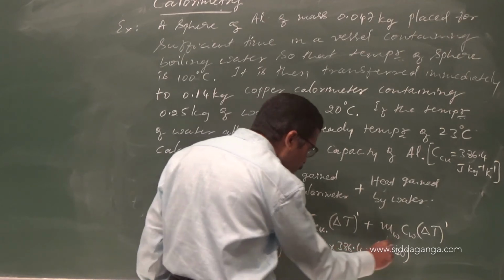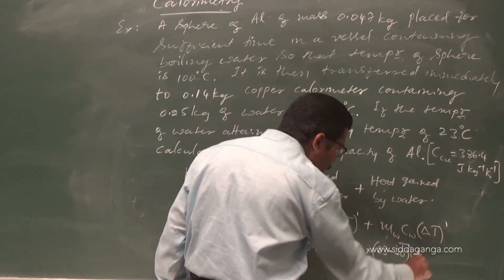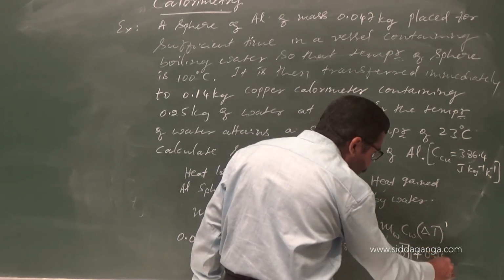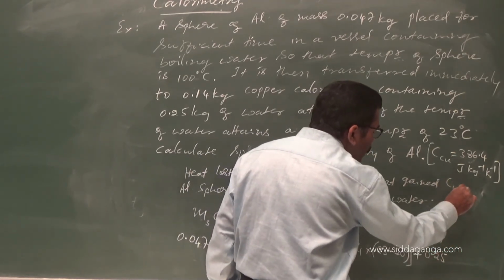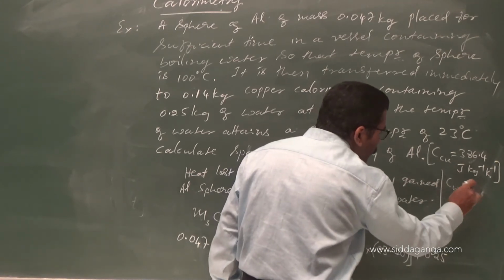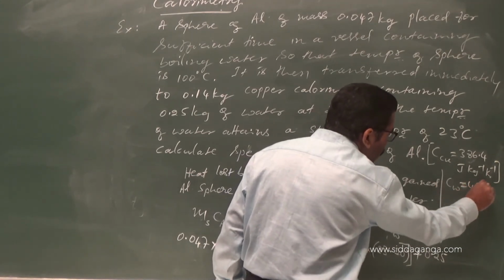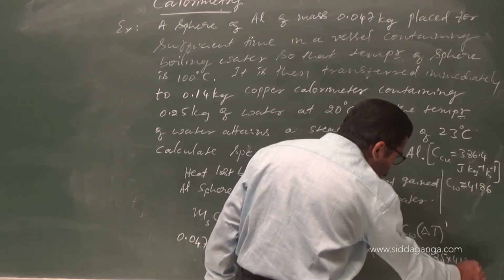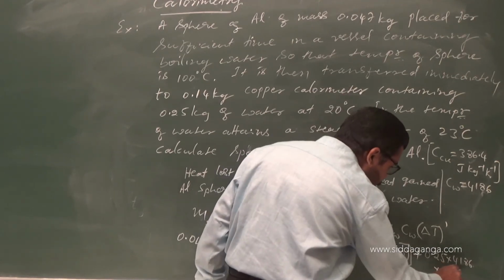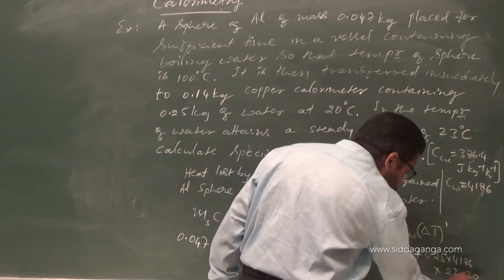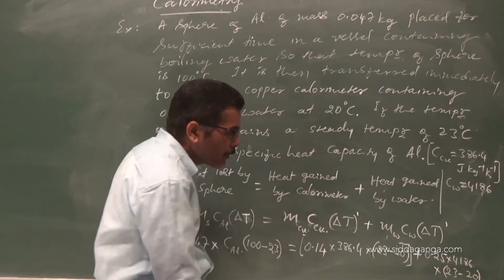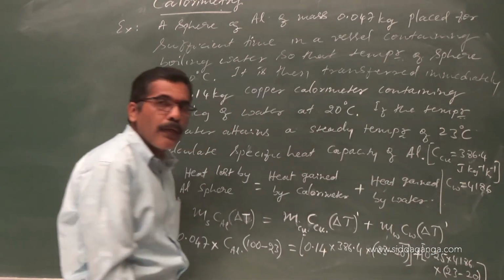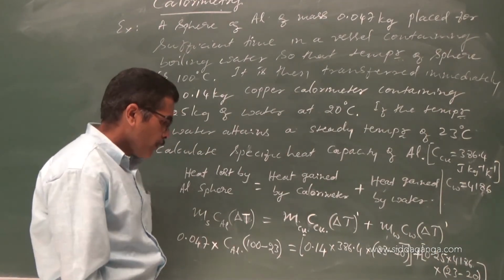This is one thing. Plus mass of water 0.25. And you know that specific capacity of water is how much? Already known to you, 4186. And what is the difference in temperature? 23 minus 20. See, this is the case of water. Have you got my point?